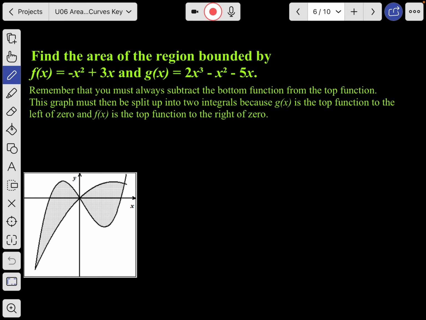Okay, here's another example. This time we have a cubic function and a quadratic. And it says, remember, you always must subtract the bottom function from the top function. This graph must be split into 2 integrals because g of x is the top function to the left of 0 and f of x is the top function to the right of 0. And notice we don't have any boundaries, so we need to go ahead and solve for those. Let's set our 2 equations equal and solve.